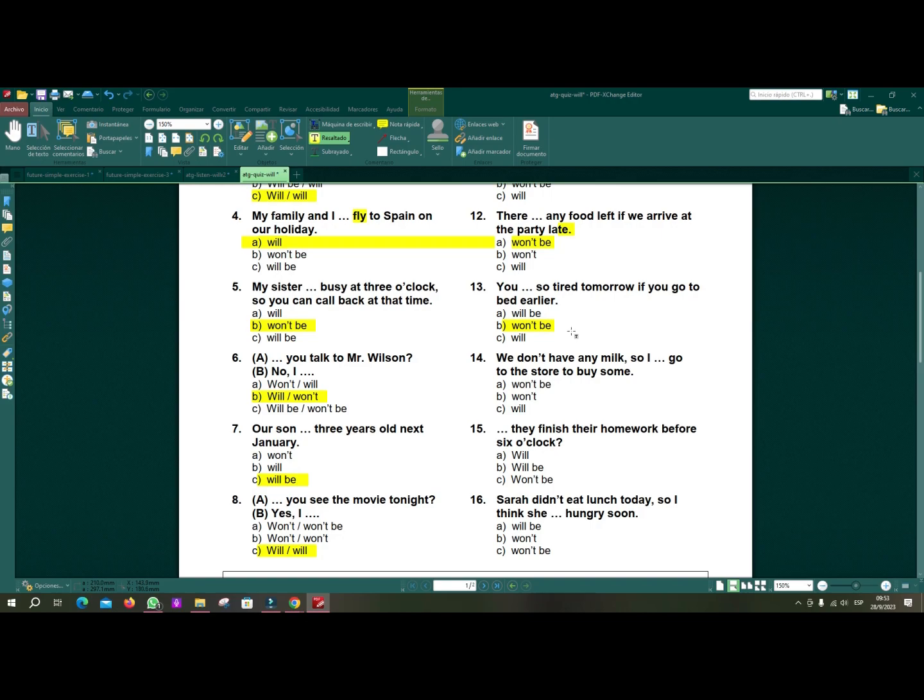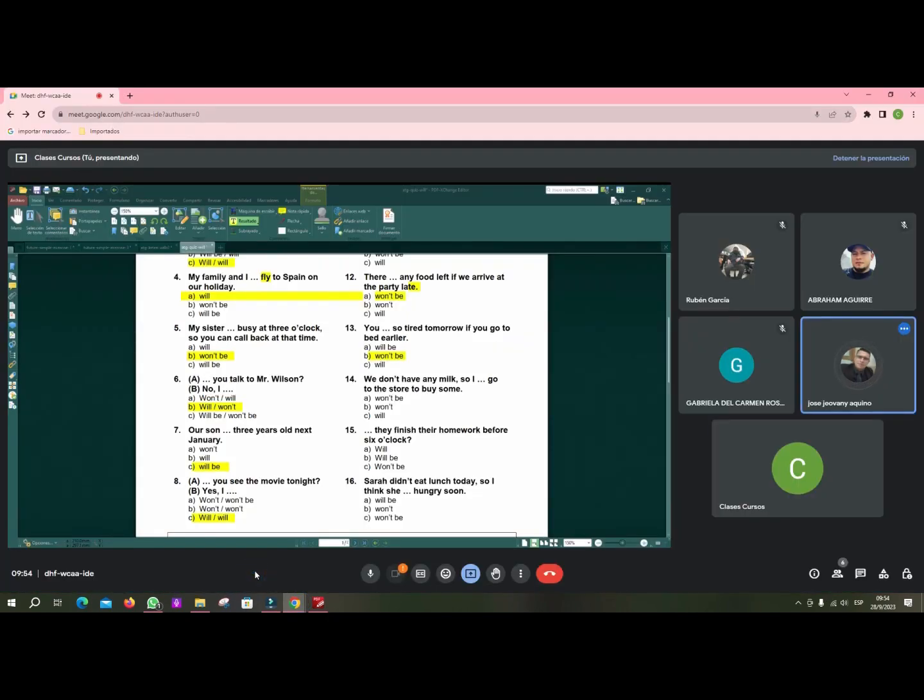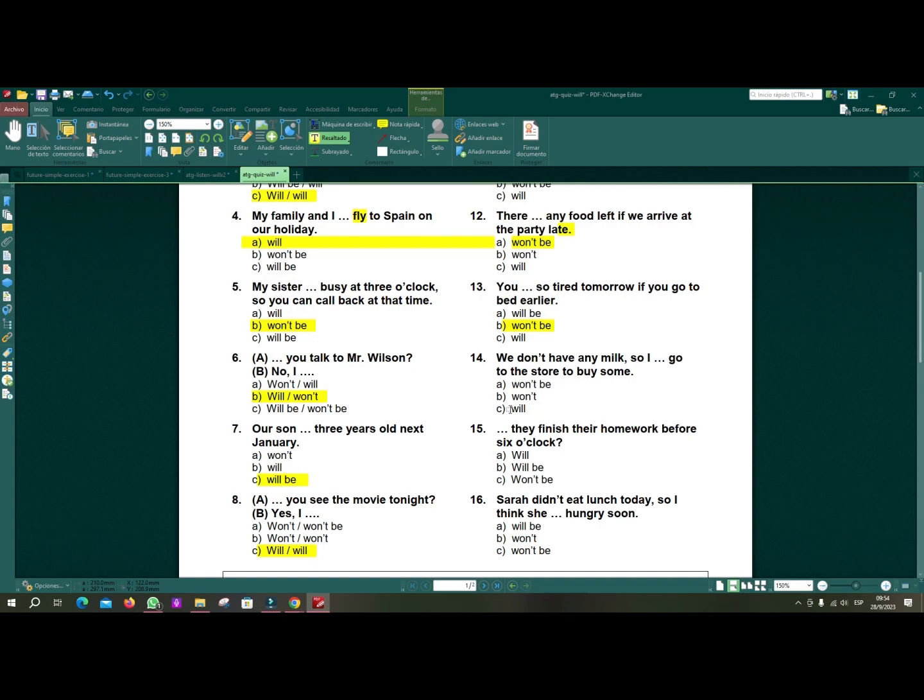Next. 14, Mr. Jose. I guess the girls just left. I don't know. So, Mr. Jose, 14. Which could be? A, B, or C? Well, let's see. We don't have any milk, so I will go to the store to buy some. Perfect. That is letter C, will. 15, Mr. Abraham.